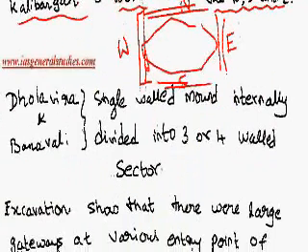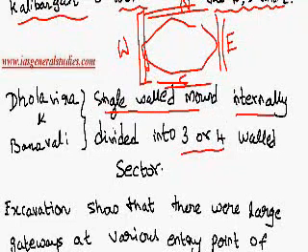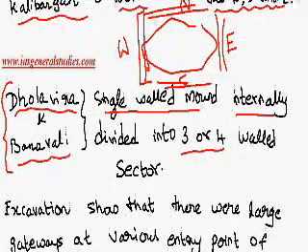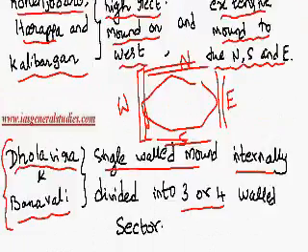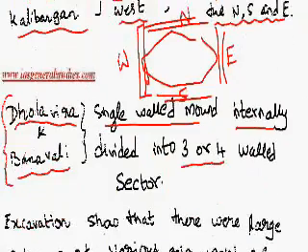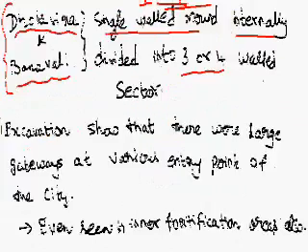And if you see Dholavira and Banawali, a single walled mound is internally divided into 3 or 4 walled sectors. So there may be a question from this. You have to remember the city name and what type of thing is present. In the first 3 cities, Mohenjo-daro, Harappa and Kalibangan, we find a high rectangular mound on the west. And in Dholavira and Banawali, we find a single walled mound, but that is internally divided into 3 or 4 walled sectors. So we have to remember all this.